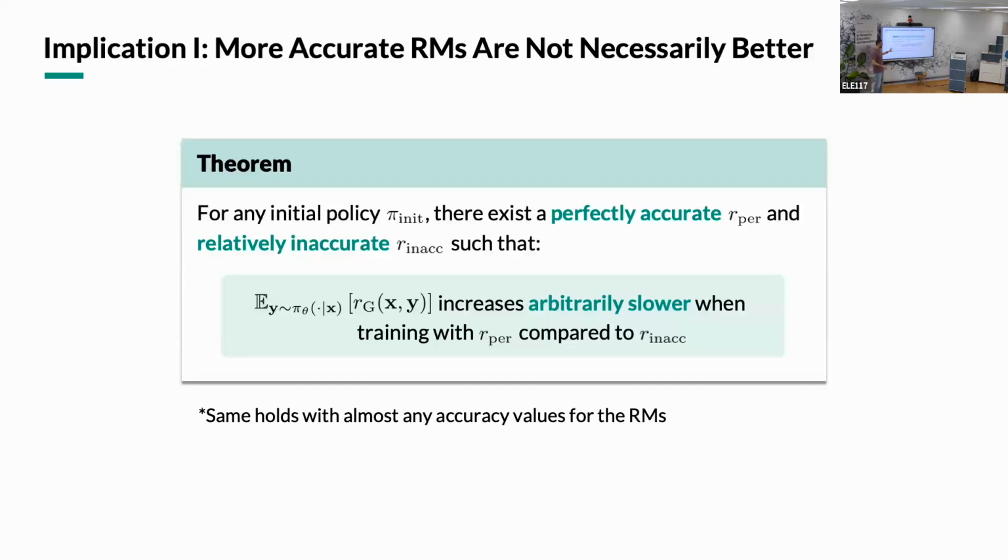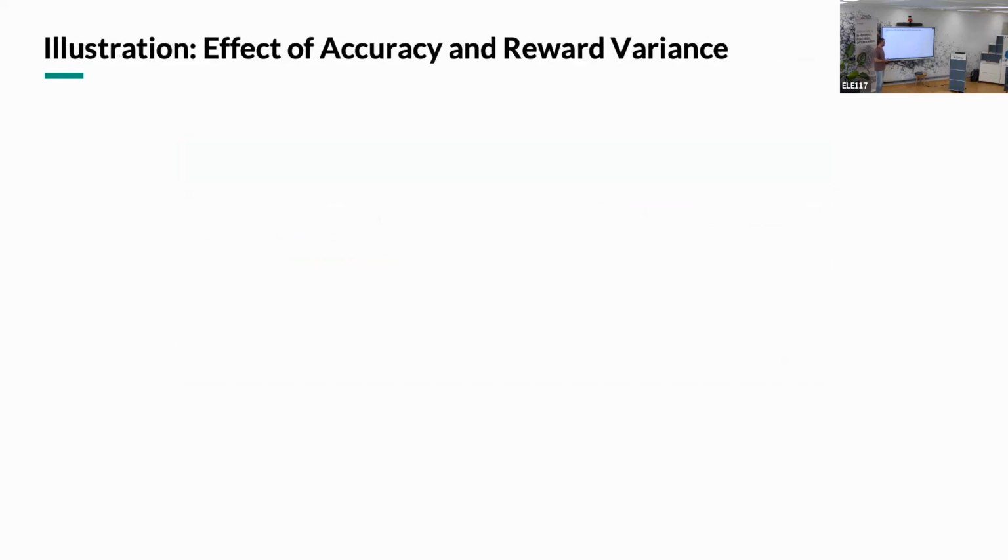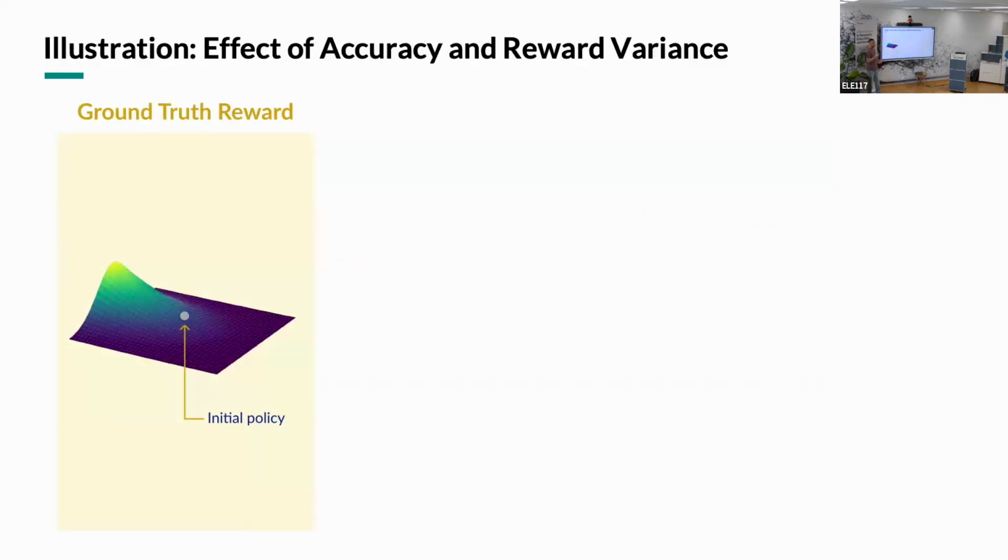And to get a better sense of where this result comes from, I believe it's best to look at an illustration. Here, what I'm showing is the expected reward surface of the ground truth reward. This is what we want to increase. You can think of the directions here as directions in parameter space. We start here in the gray dot. This is our initial policy. To maximize the ground truth reward, we need to go to the top left.